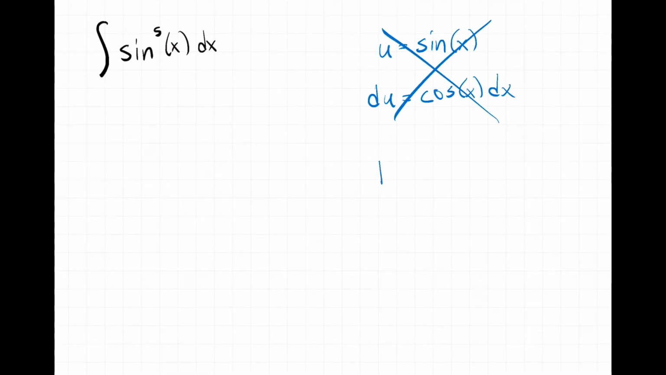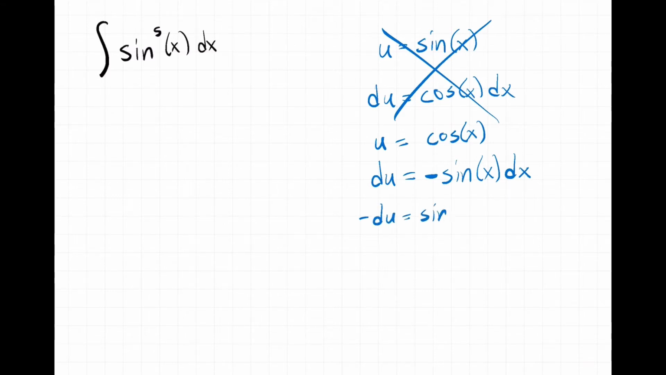Instead, let's allow our du to be sine of x. We may have to correct this in a moment. If our du is sine of x, then that means that our u can be cosine of x, but the derivative of cosine x is negative sine x dx. So we'll just add that negative to this. Now, of course, we can divide by the negative here and say that negative du equals sine x dx.